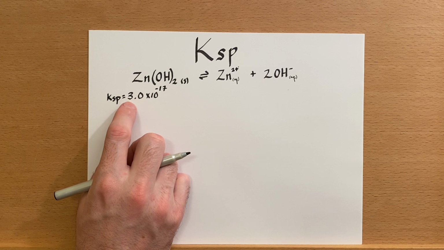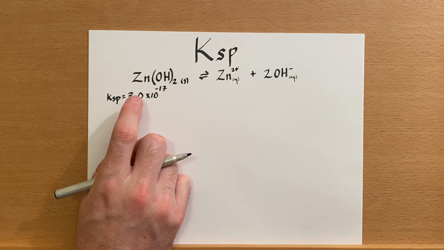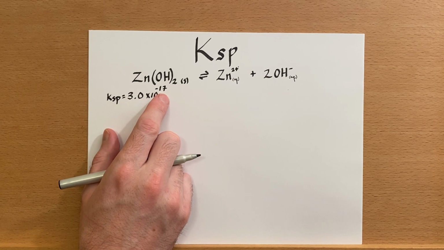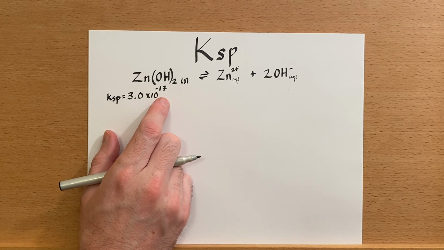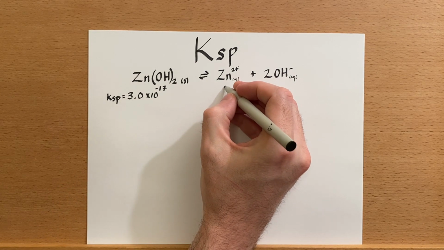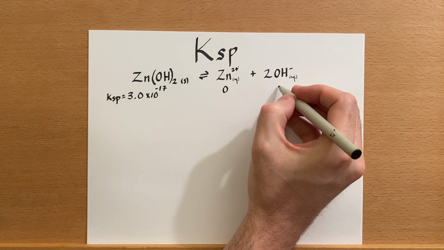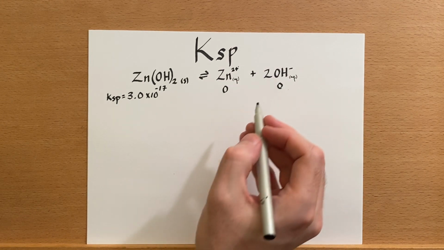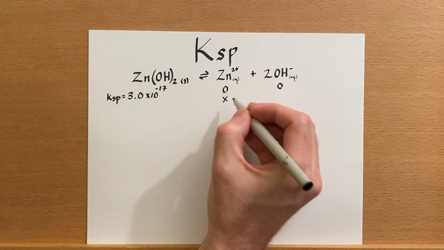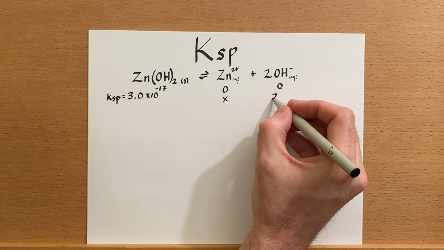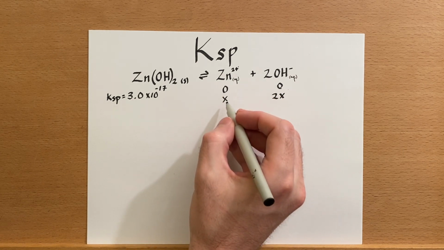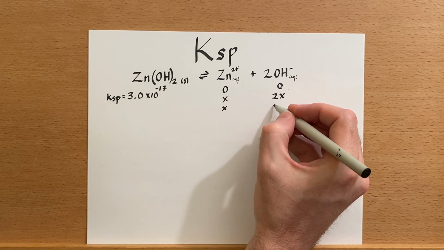So this is also a fairly insoluble salt. It has a KSP of 3 times 10 to the minus 17, so this is quite insoluble. But let's see what the actual concentrations are. So if we start off, we have 0 zinc and effectively no hydroxide. Let's see what happens. Now we'll make X amount of the zinc and we'll make 2X amount of the hydroxide because we have 2. And then 0 plus each of those will lead to X and 2X.